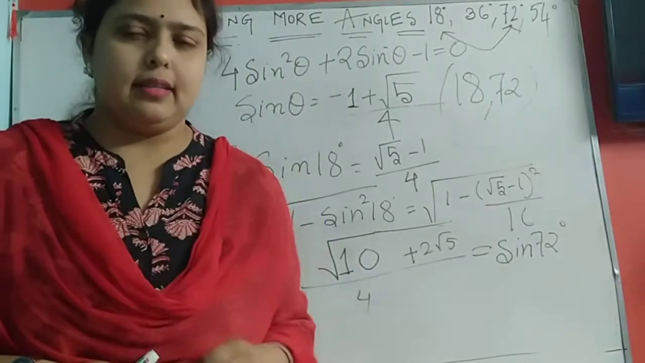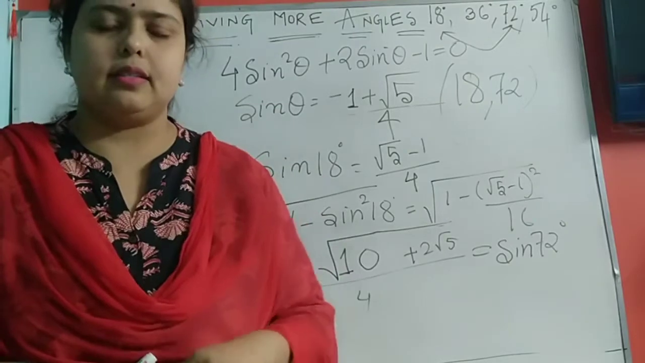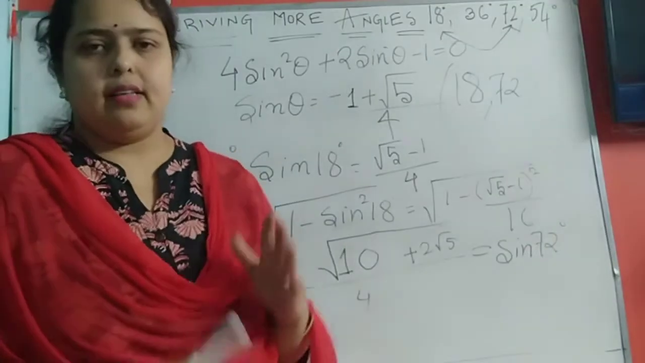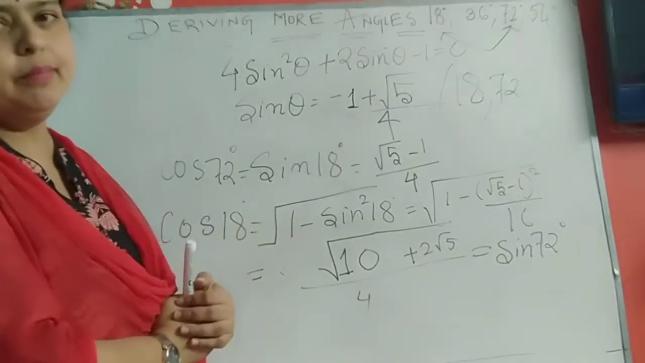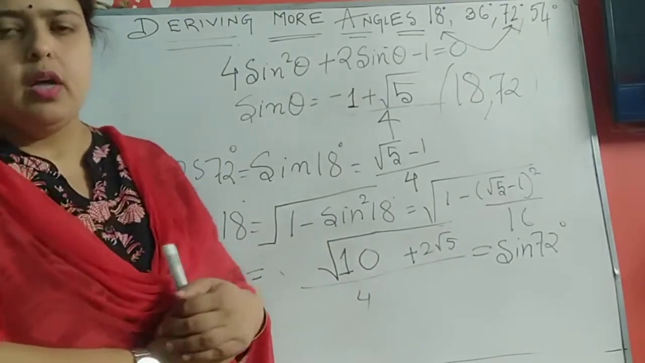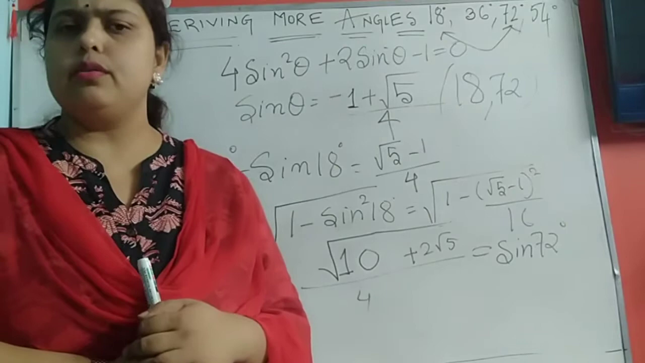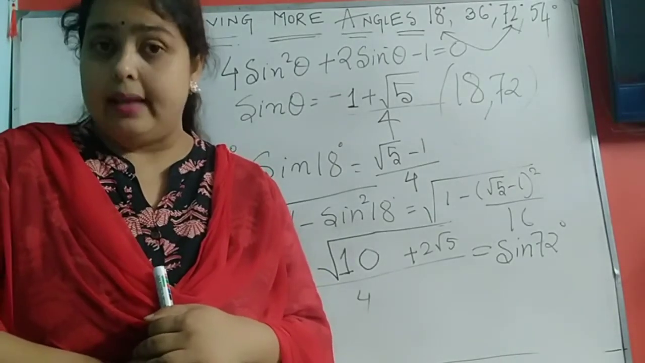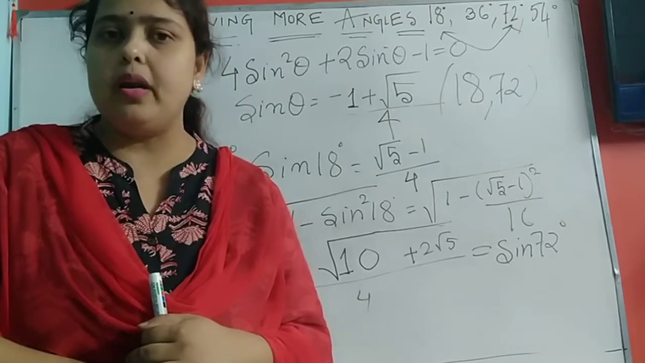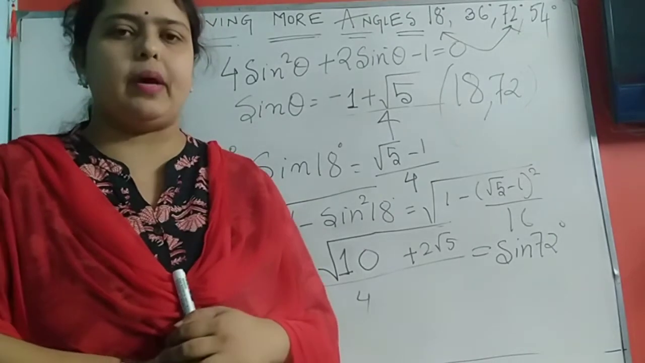Now, cos 36 or sin 36. How can I find that? Yes, definitely by using these known angle formulas only. This is going to help me out. Do we know the value of cos 2 theta? The formula? Yes. What is that? Either 2 cos square theta minus 1 or 1 minus 2 sin square theta.